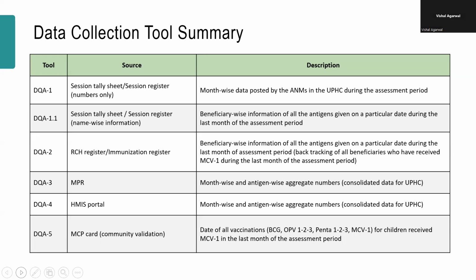The fourth data collection tool is the HMIS portal, for which we downloaded the data before our field visit: month-wise, antigen-wise aggregated numbers for a particular health facility. And the last one, the DQA 5 tool, is the MCP card, that is the Mother and Child Protection card, which we used during our community validation. As I said, we can get some names from the RCH registers and the antigens given to a particular child, and we can verify those antigens at the doorstep of the same beneficiary from the Mother and Child Protection card. So these are the data collection tools which we used during the data quality assessment.